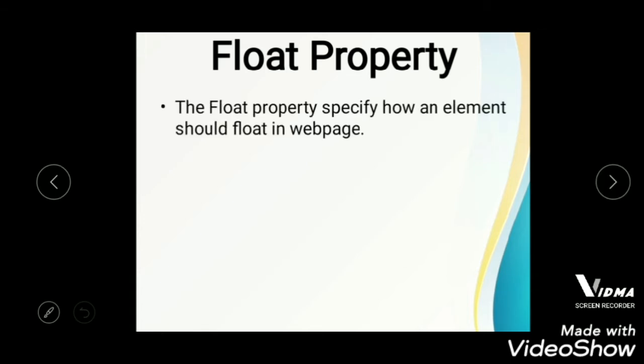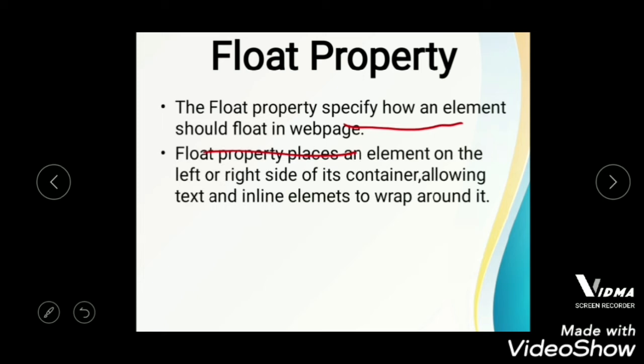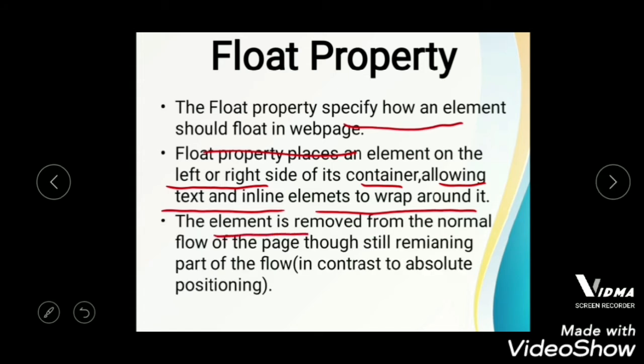Float property specifies how an element should float in a web page. The float property specifies an element on the left or right side of the container, allowing text and inline elements to wrap around it. The element is removed from its normal flow of the page and still remains part of the flow, in contrast to absolute positioning.